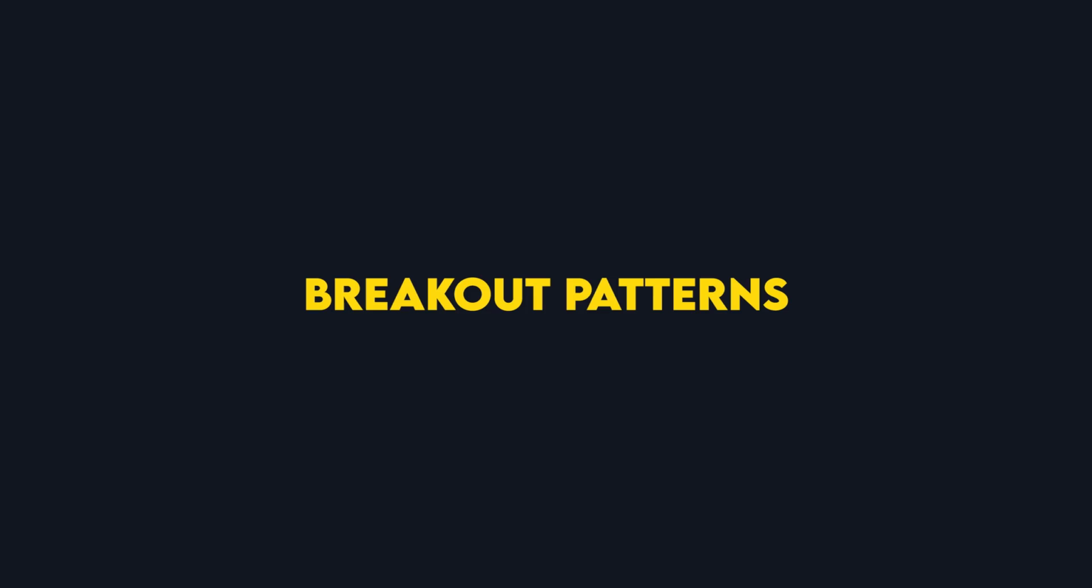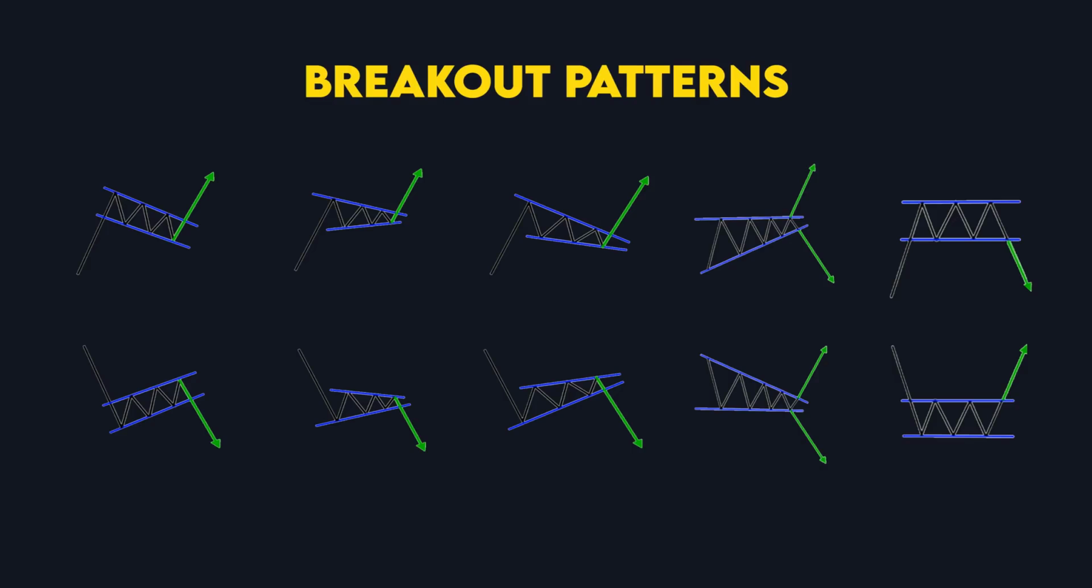But the question is, how do we find setups like this, where the market could potentially have a breakout? The answer is breakout patterns. I'm sure you've all seen these before, but there are multiple key breakout patterns you should have in the back of your head when trading. There's the flag, wedge, pennant, triangle, and rectangle.